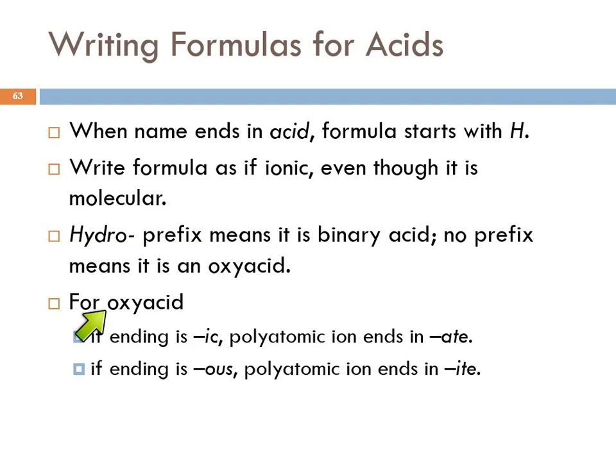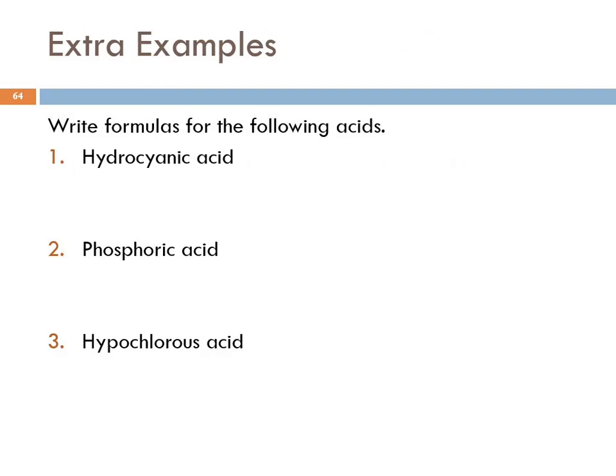For those oxyacids, we'll do what I just did in that example. If the ending is "ic," the polyatomic ion ends in "ate." If it's "ous," it ends in "ite." And so you write the ion formula. So here's some extra examples, because I didn't think there was enough in the book.